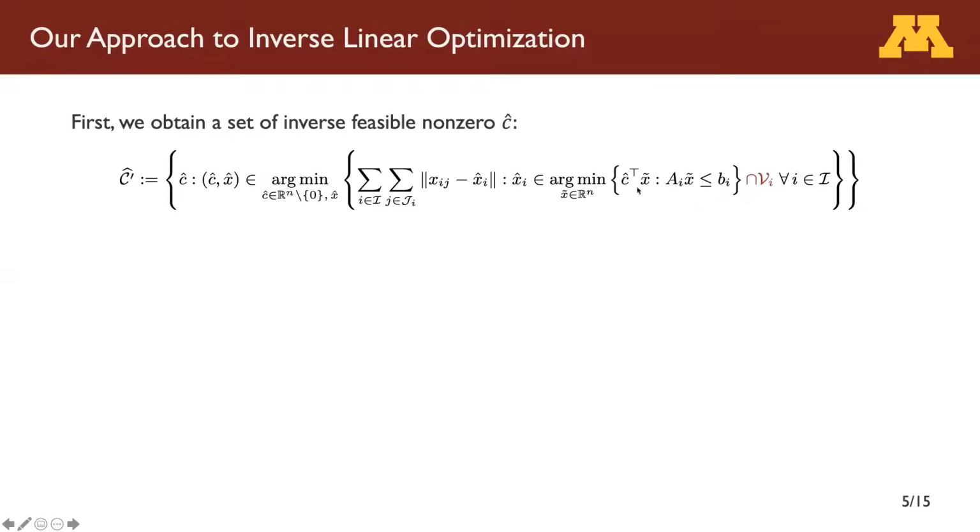Now, assuming a non-zero c, the solution space of a linear problem consists of the boundaries of the feasible region. But here we actually put a restriction that the projection should only happen on the vertices of the polyhedron.